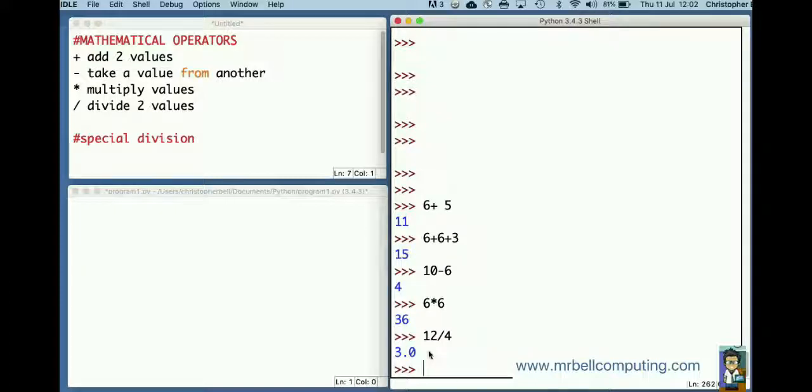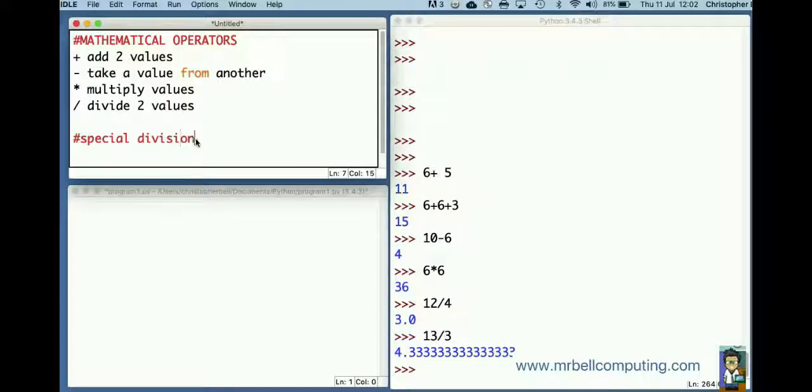And it does. However, if I had 13 divided by 3, the answer is a float or a decimal number, as you may prefer to call it. It's a float data type. It's got 4.333 reoccurring.